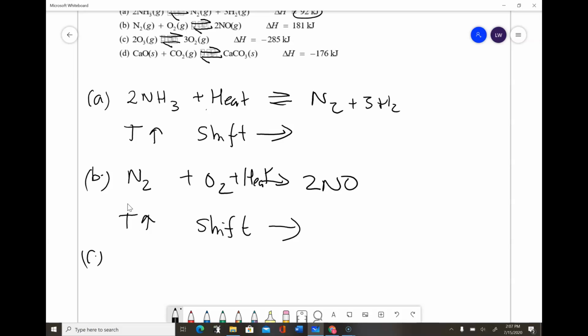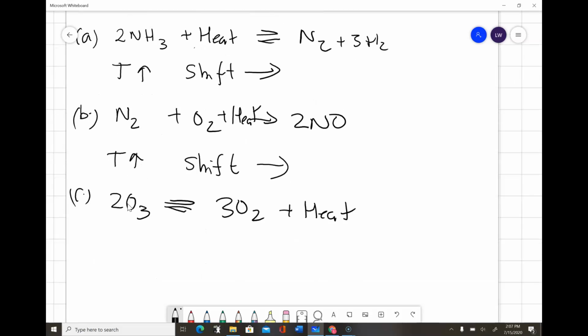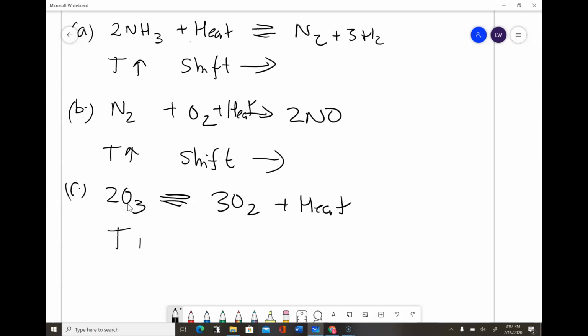Okay, in the case of C, it gets a little exciting because now we've got a negative delta H. Negative delta H means that heat is a product. So if I raise the temperature, I'm adding a product, and that will shift the equilibrium to the left.